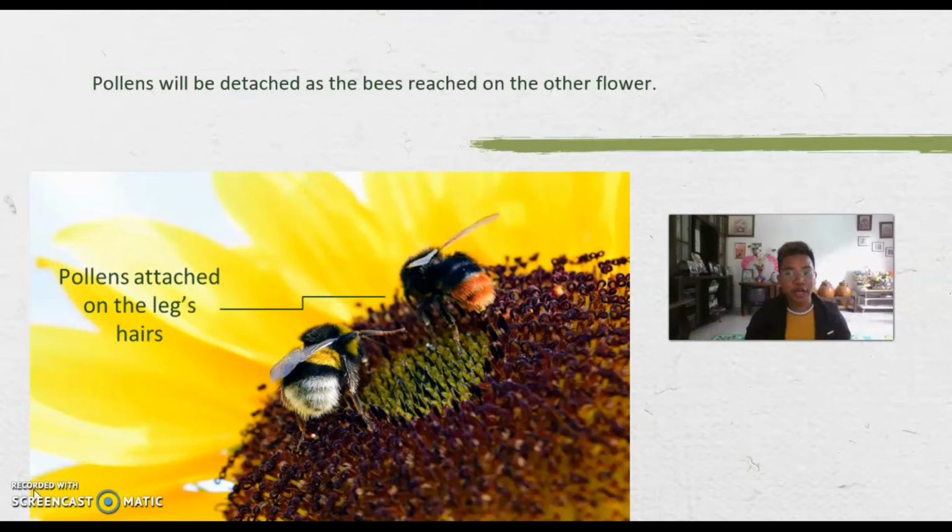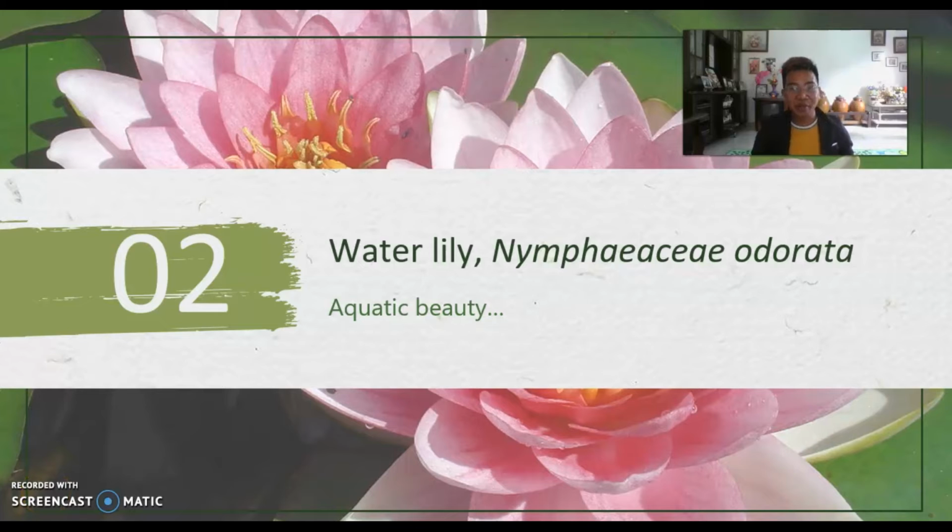So how does cross-pollination actually occur for the sunflower? Basically, when the honeybees visit the flower, the pollens will attach on the legs and hair of the honeybees. This is called the pollen collection area. When the bees visit another flower, the pollens will detach and be attached to the receptive stigma.